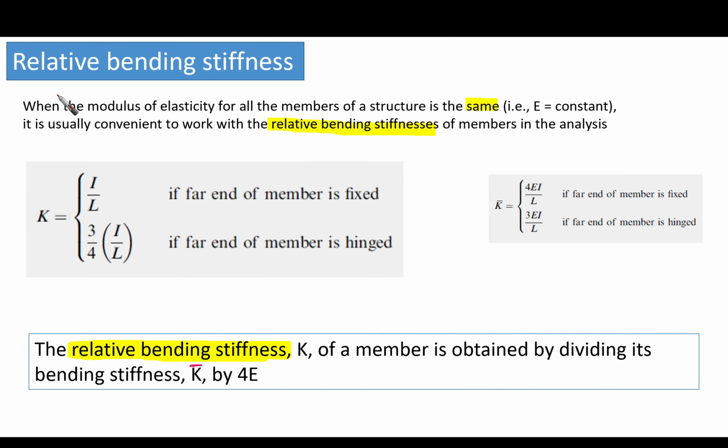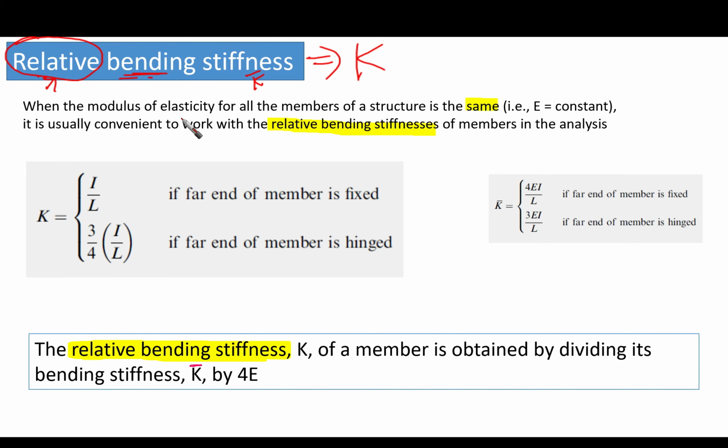Okay, now we are going to talk about another definition, which is the relative bending stiffness. As we said, before we were talking about bending stiffness, which is K bar. Now we're going to talk about relative bending stiffness, and we call it only K. Okay? Relative bending stiffness. What is the meaning of it?